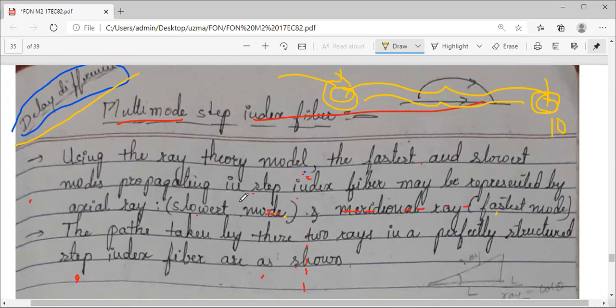In order to calculate the delay difference, you have to consider two rays here. Using the ray theory model, we have studied this in the initial sessions. The fastest and slowest modes propagating in the step index fiber have to be considered. And which are those two? The fastest and the slowest. The slowest mode is the axial ray, and the fastest mode is a meridional ray.